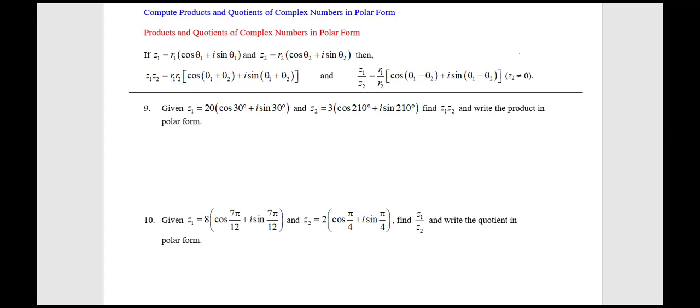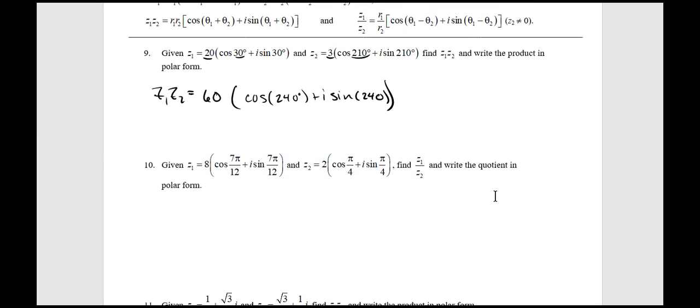Easy. That's essentially what we did up there. z1 times z2. Multiply their moduli. These are both in polar form, so we know how this works. Multiply the moduli and add the angles. 30 plus 210 is 240. Okay, done. That's easy. That's in polar form.